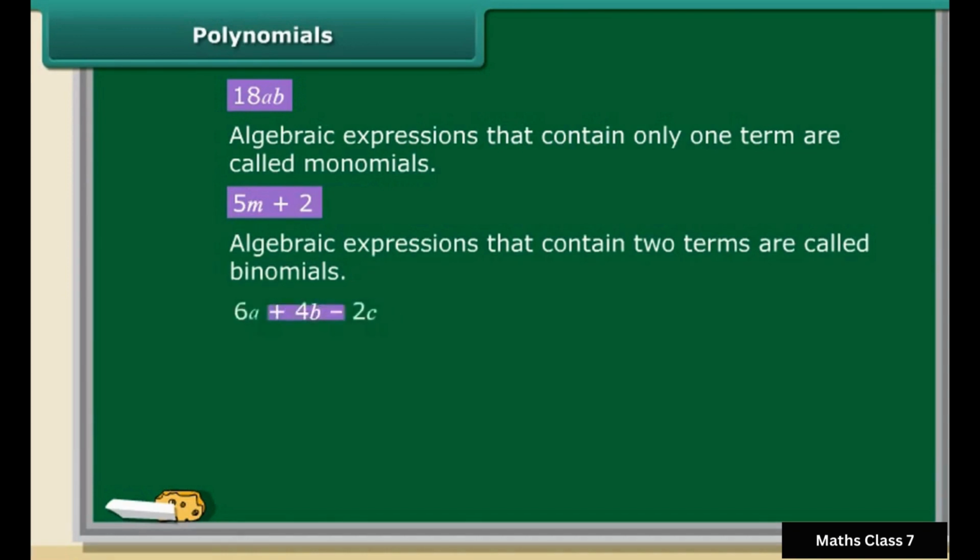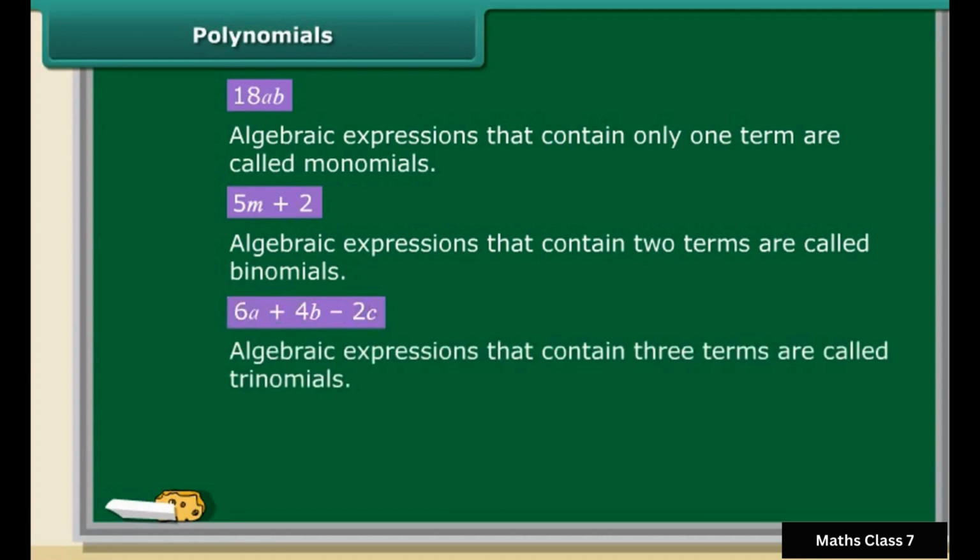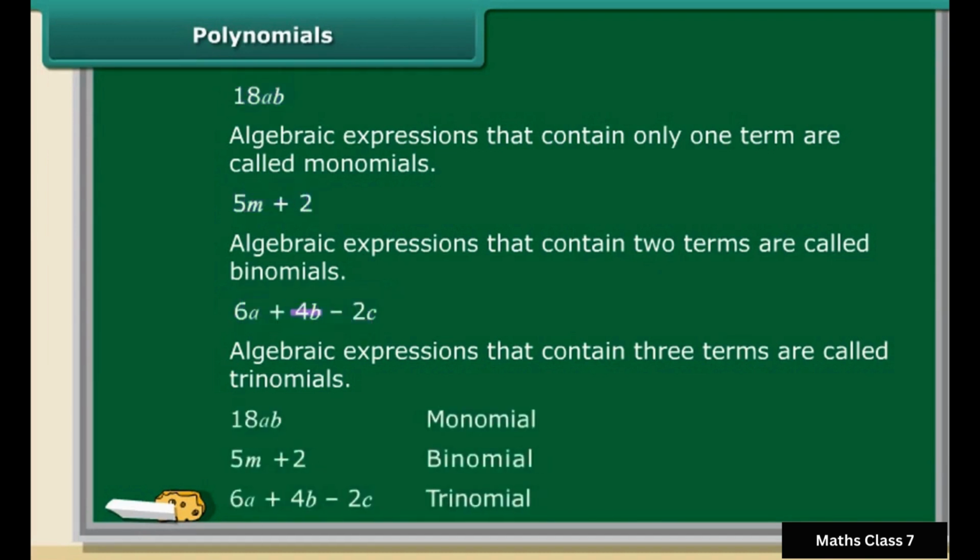The expression 6a plus 4b minus 2c is not a binomial because it has three terms, right? So this type of algebraic expression is called a trinomial. Remember, all algebraic expressions that have one or more terms are called polynomials. Therefore, monomials, binomials and trinomials are all polynomials.